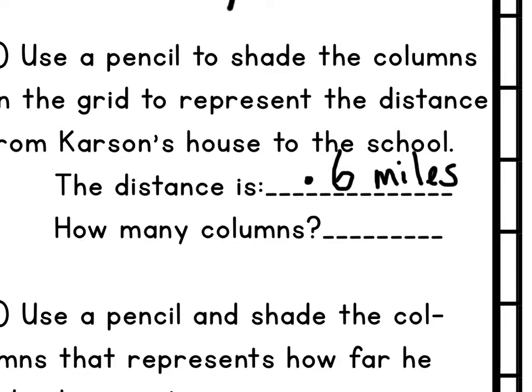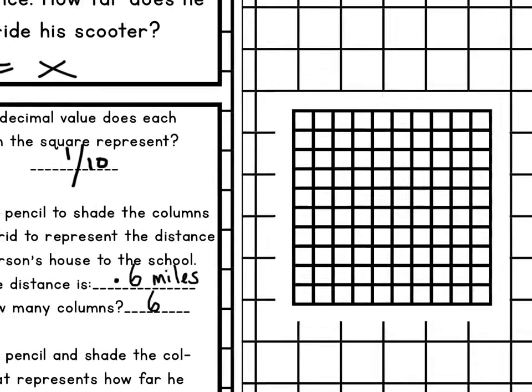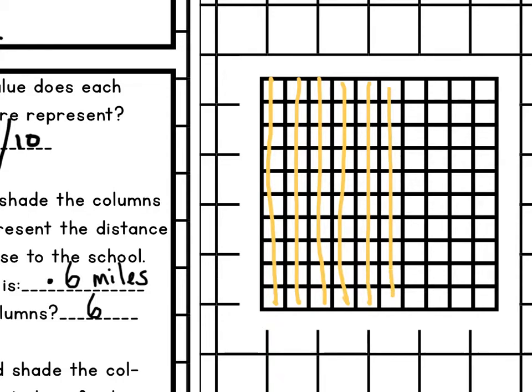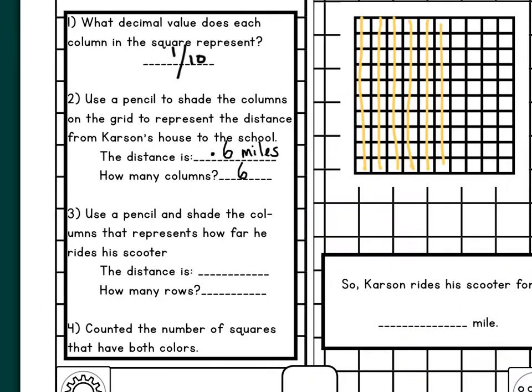And since that's 6/10, we will color in 6/10 columns. If you remember, each one of these boxes is a hundredth, and a column is a tenth, and we have 6/10, and so we need to color in that many columns. So I'm going to grab a color here. I'll grab yellow, and I need to color in 6/10. So that's 1/10, 2/10, 3/10, 4/10, 5/10, 6/10. Okay.